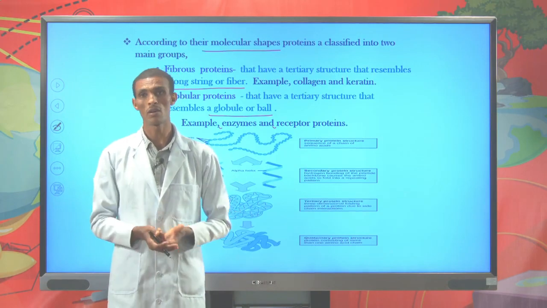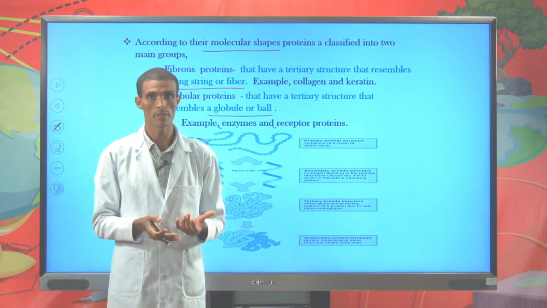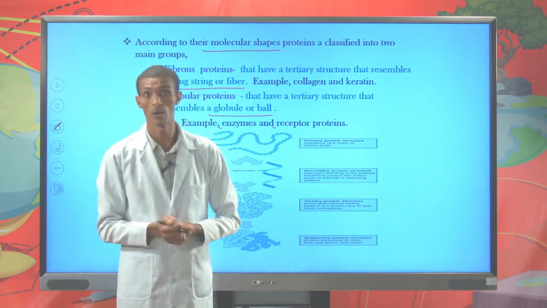In our coming lesson, we will see enzymes. For now, this is all about today's lesson.